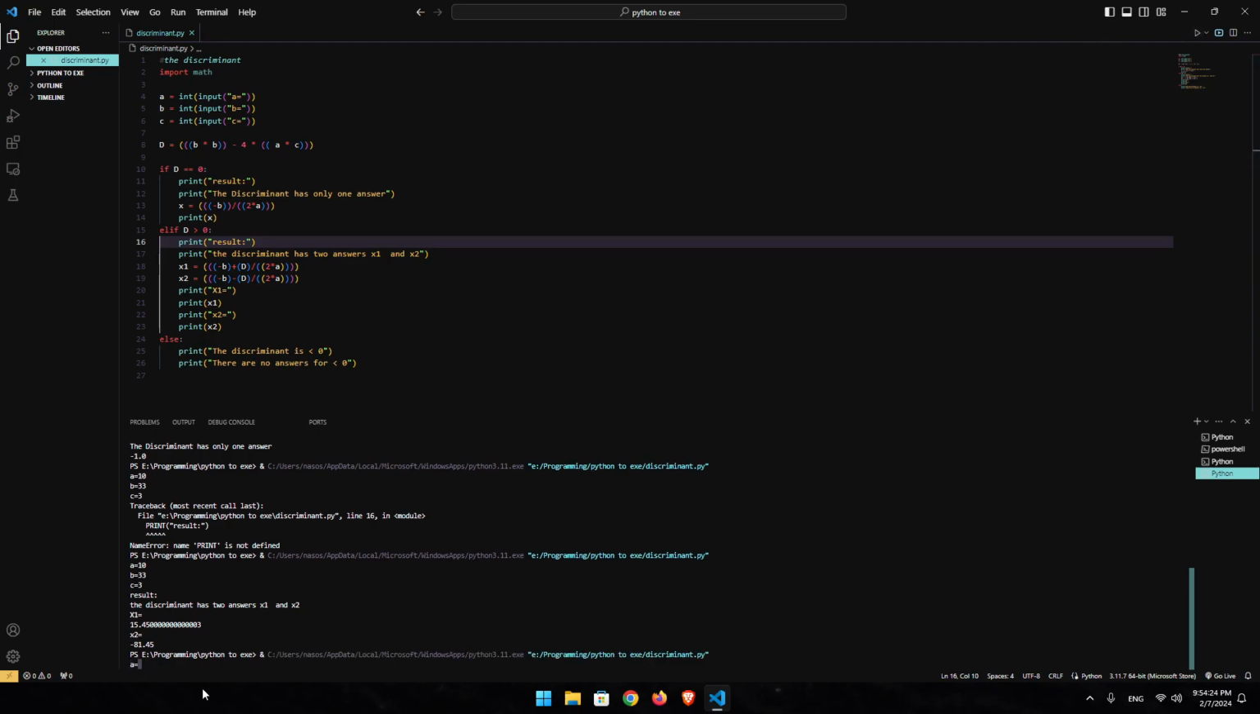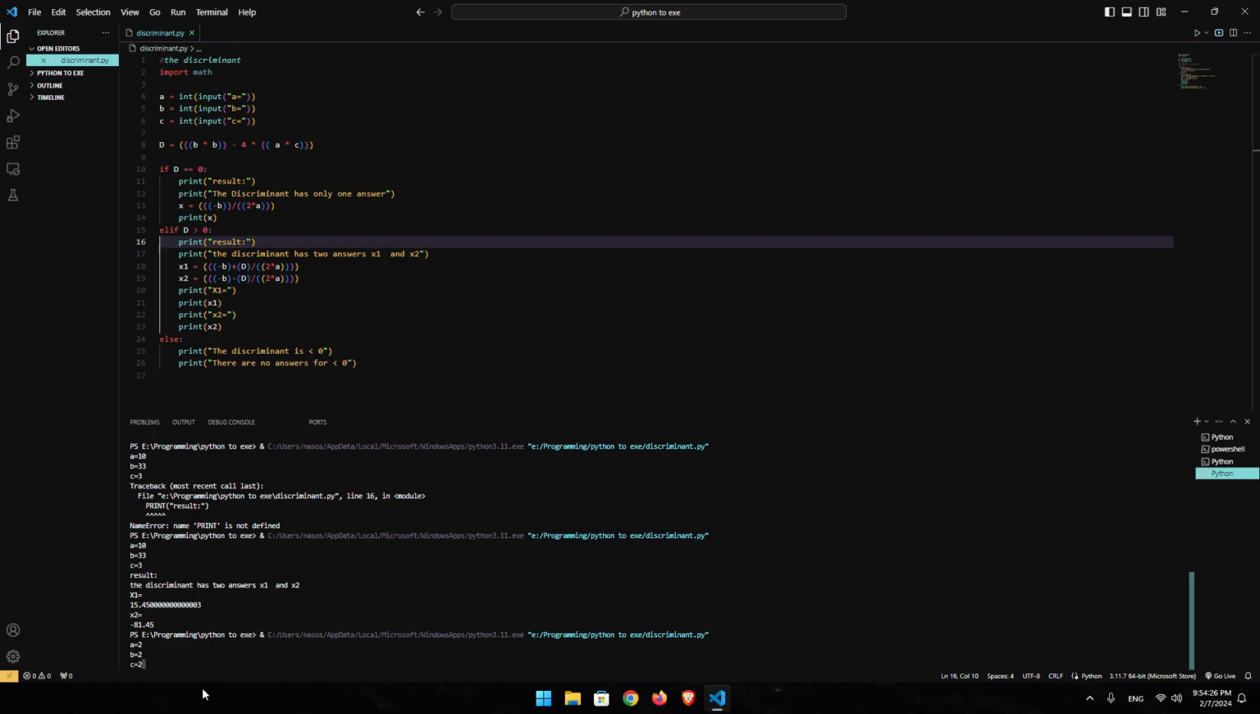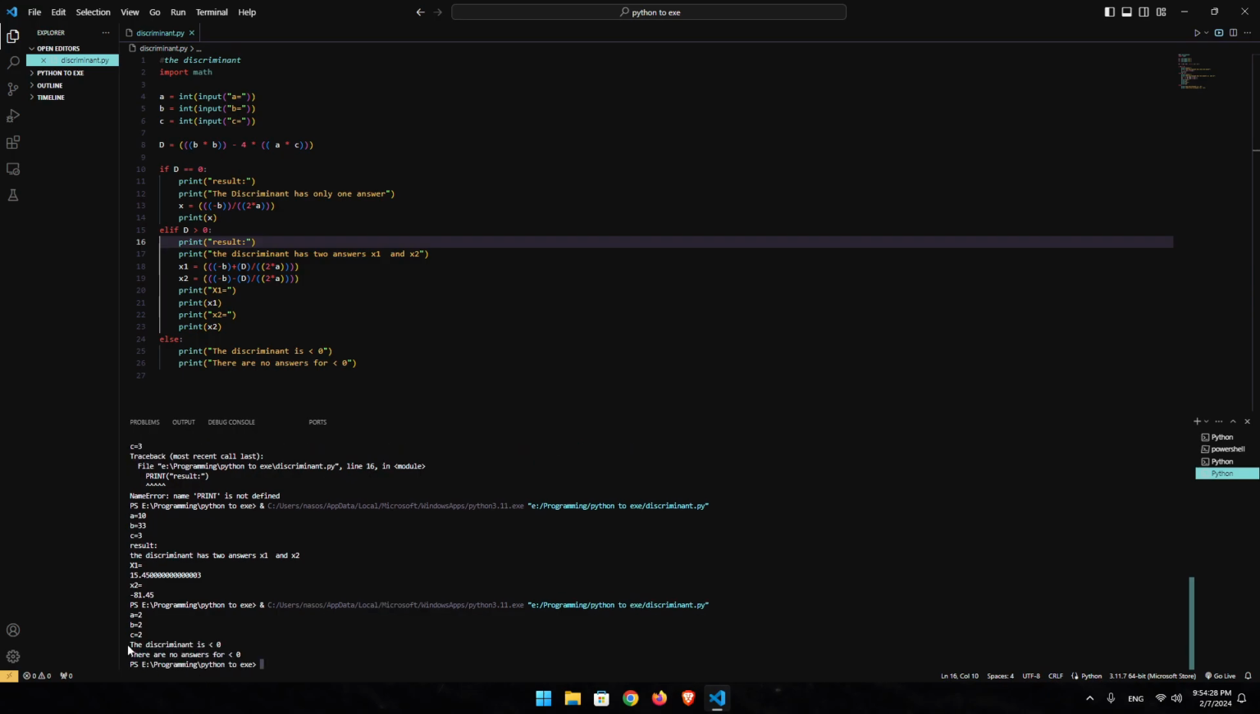And if a equals 2, b equals 2, and c equals 2, the discriminant will be less greater than 0. And there will be no answers for less greater than 0. So this is how to make the discriminant as easy as possible for you to understand.